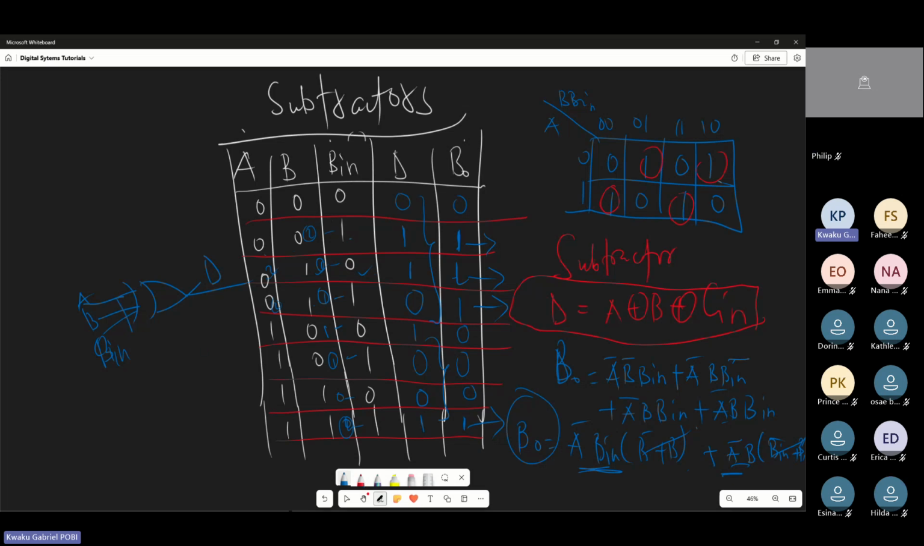So maybe A, B in will be this AND gate. And then another one is A bar. So you pass these through a NOT gate. Then you multiply with B like this. And then the whole thing goes to an OR gate like this. Then you get your B out like that. So that's how you implement subtractors too. Yeah, basically. Any question?